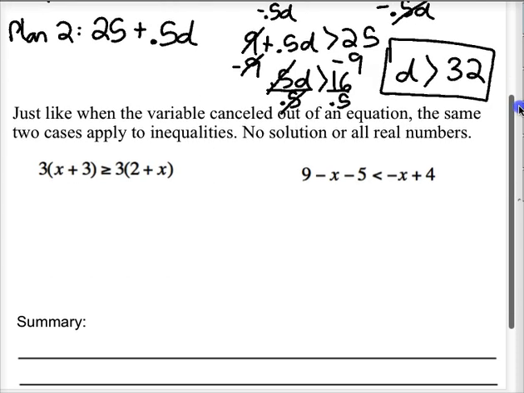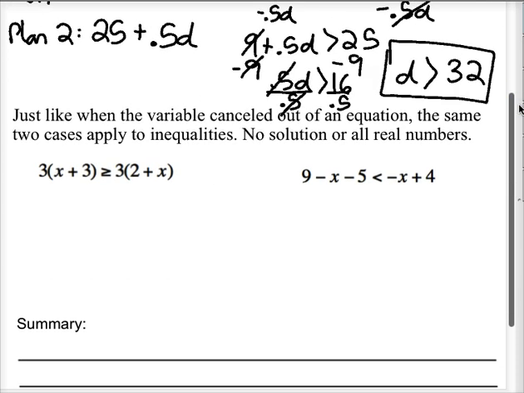And the last concept I want to cover with you is, just like when the variable cancels out of equations, there's two special cases. Well, those same two special cases apply to inequalities. You can either have no solution or all real numbers. All right, so let's take a look at what that looks like in this instance.